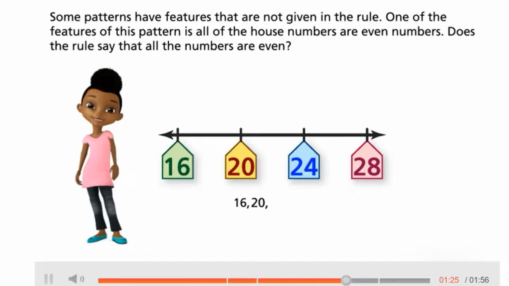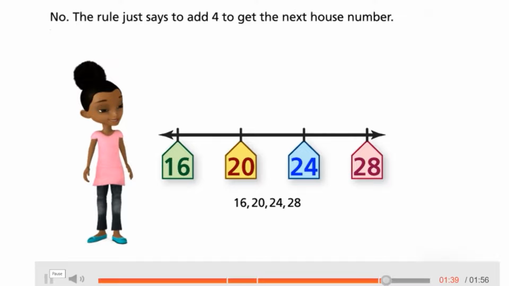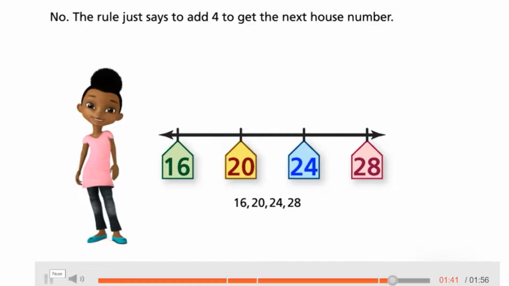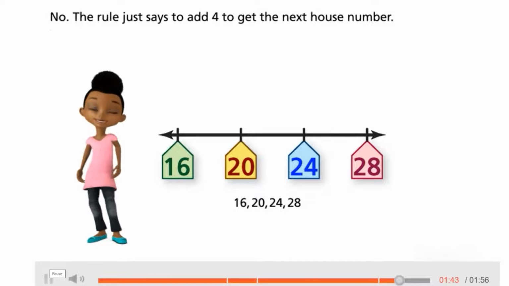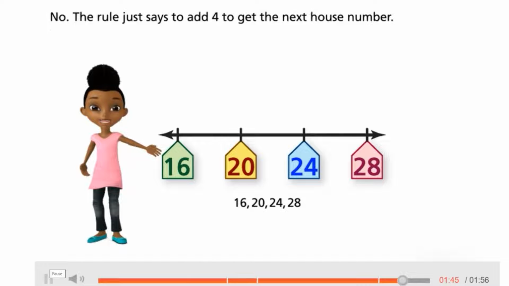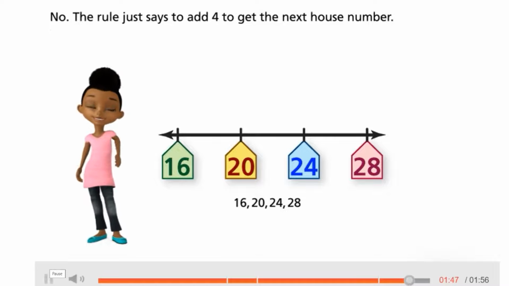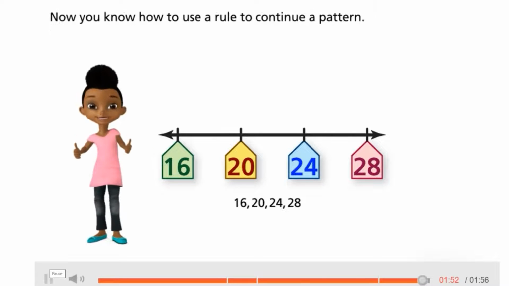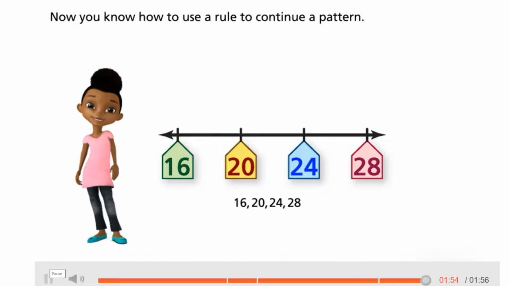Some patterns have features that are not given in the rule. One of the features of this pattern is all of the house numbers are even numbers. Does the rule say that all the numbers are even? No, the rule just says to add 4 to get the next house number. Another feature is all of the house numbers are multiples of 4. Now you know how to use a rule to continue a pattern.